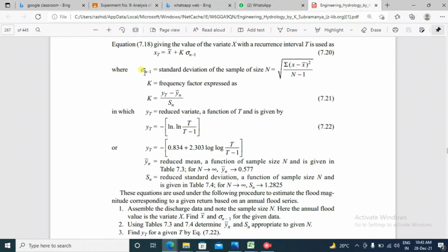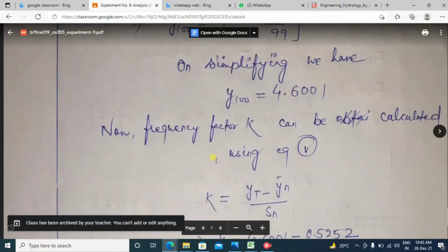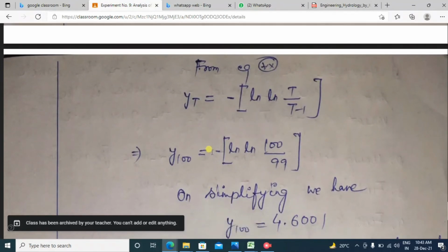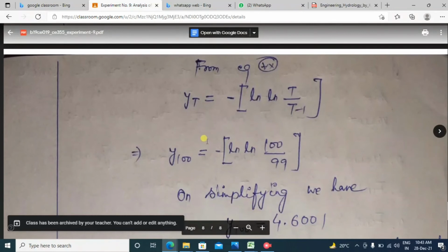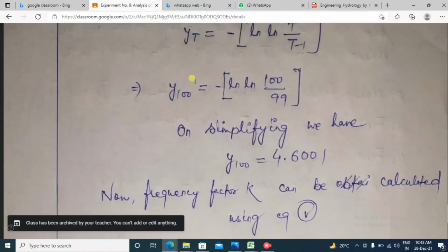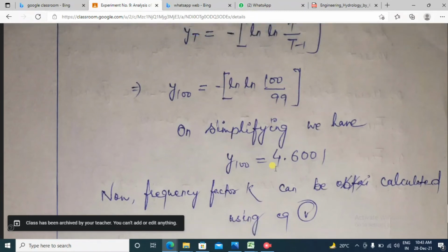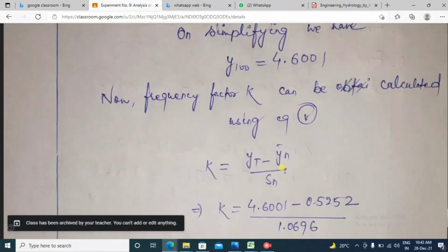Now we need to substitute the value of sigma n minus 1 in this equation. So let us calculate k first. We shall calculate yt first. Yt is y100, so substitute here t equal to 100 in minus of ln. On simplifying, we obtain y100 equal to 4.6001.